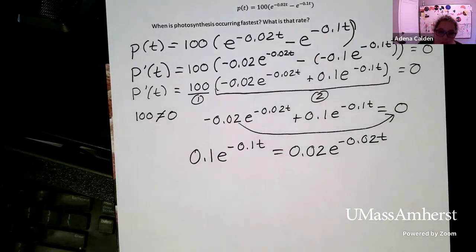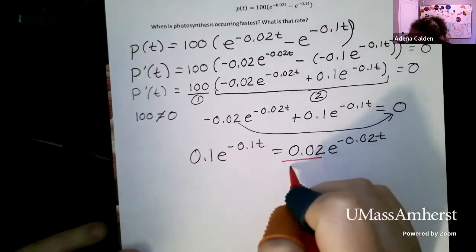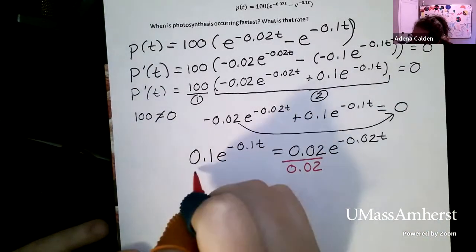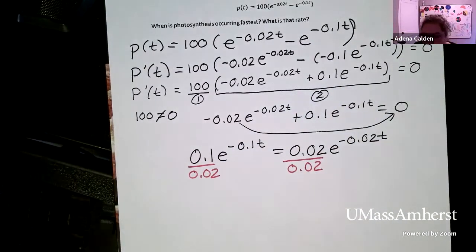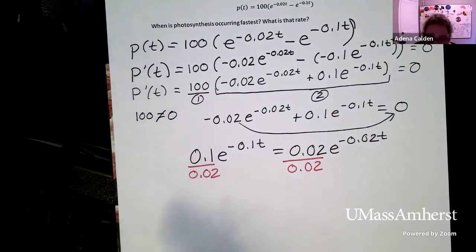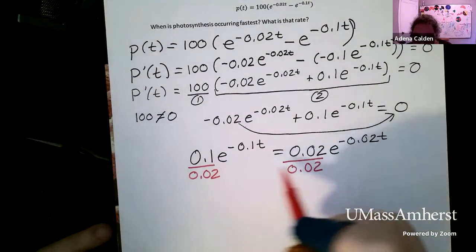So there's two parts to each term, okay? There's the constant that's in front, and then there's the e term. And so what I want to do is I want to get the constants together and the e terms together. So to get the constants together, I'm going to divide both sides by 0.02. You can divide both sides by 0.1 instead, you will still arrive at the same answer eventually. This one just works out a little nicer if you divide this way.